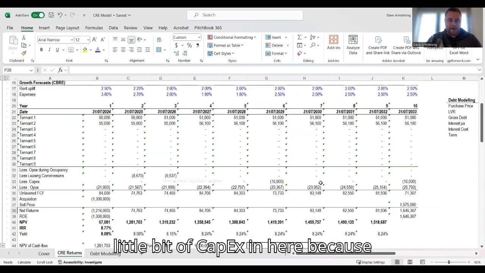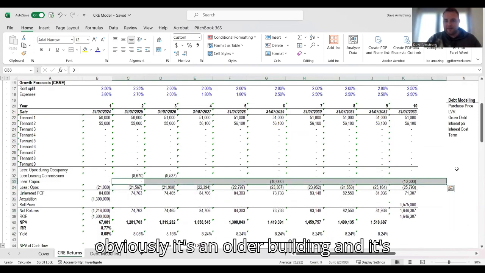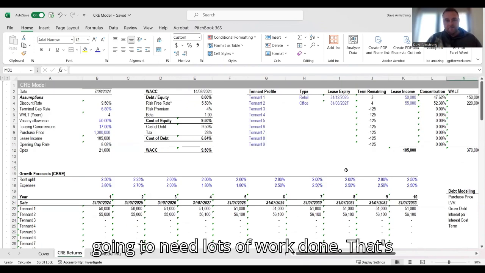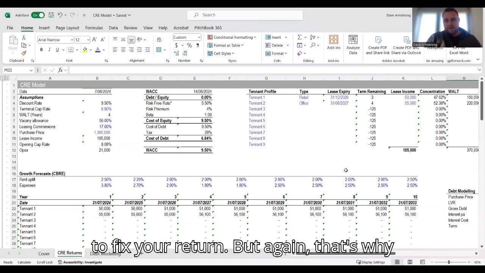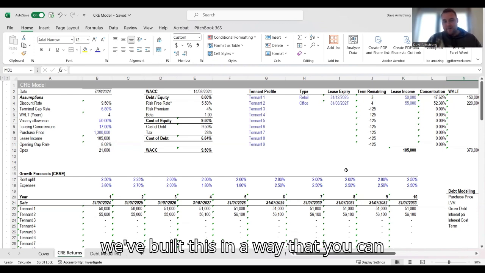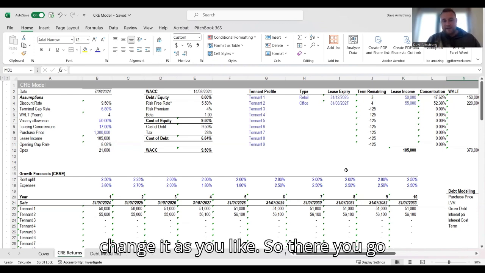We've allowed for a little bit of capex in here because obviously it's an older building and it's going to need lots of work done. That's going to suck up the cash. That's going to affect your return. But again, that's why every deal is a little bit different. We've built this in a way that you can change it as you like.